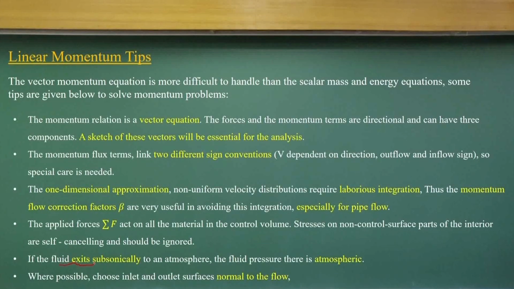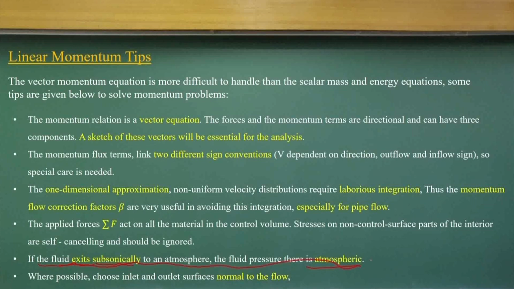And the last one is that when the fluid exits subsonically, that means the flow Mach number is less than 1, and the flow exits into atmospheric conditions, you can always consider the fluid pressure to be atmospheric pressure. This is a well known assumption and it is quite valid: whenever the fluid exits subsonically, at that point we can assume the pressure is equal to the atmospheric pressure.